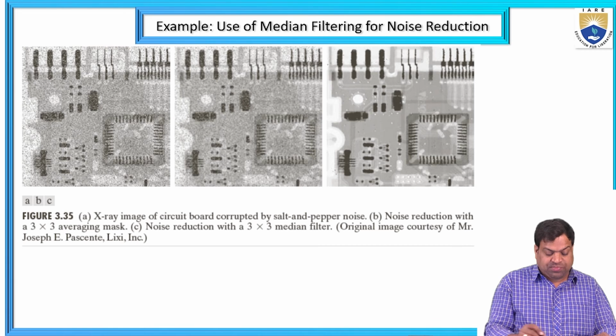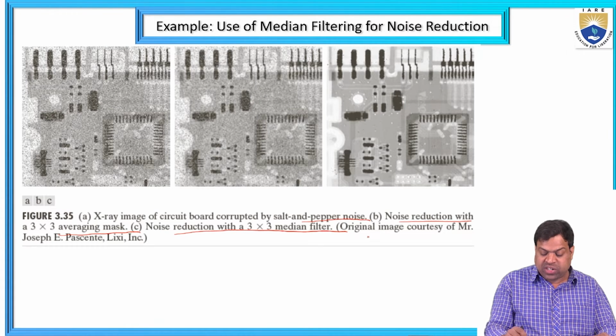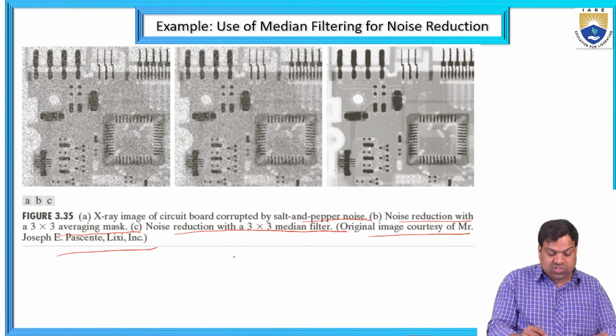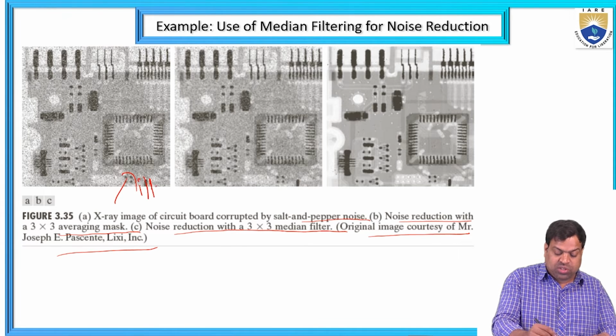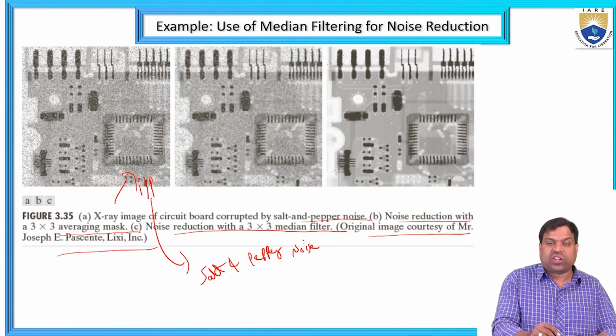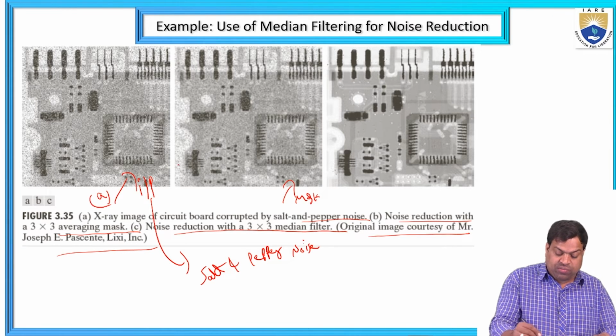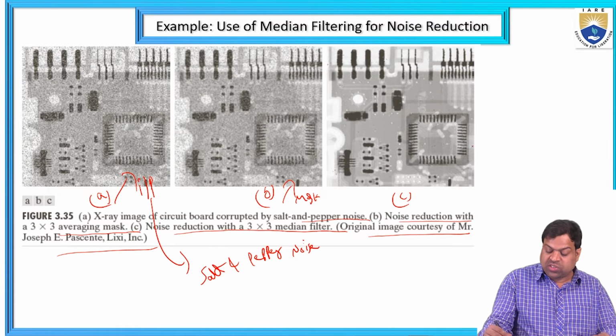And another one is an X-ray image of a circuit board corrupted by salt and pepper noise, noise reduction with the 3x3 average mask, and noise reduction with the 3x3 median filter, with the original image. Okay. So what is the input means? Here it is salt and pepper noise. The second image, what is happening means I am applying the mask technique. It is figure A, figure B and figure C. So it is the output.